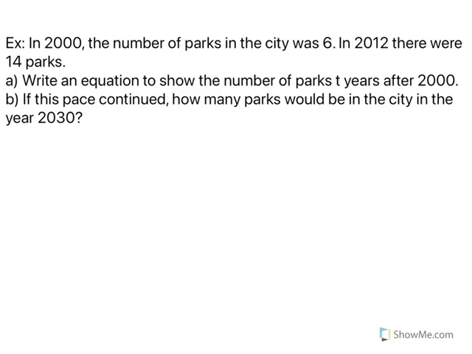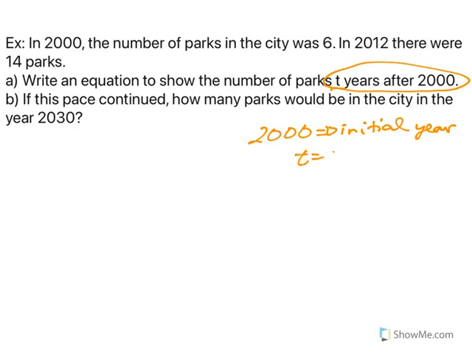Now, it's going to be important that they tell us this right here: T years after 2000. That means 2000 is our initial year. This is our starting point. Okay, that's important to notice. So when T is 0, that is the year 2000. If T is 1, that means it's 1 year after 2000. That's 2001. Let's just talk through that in general.